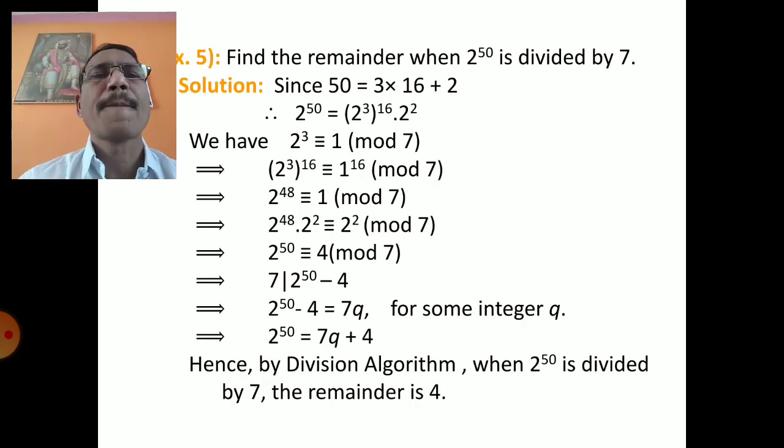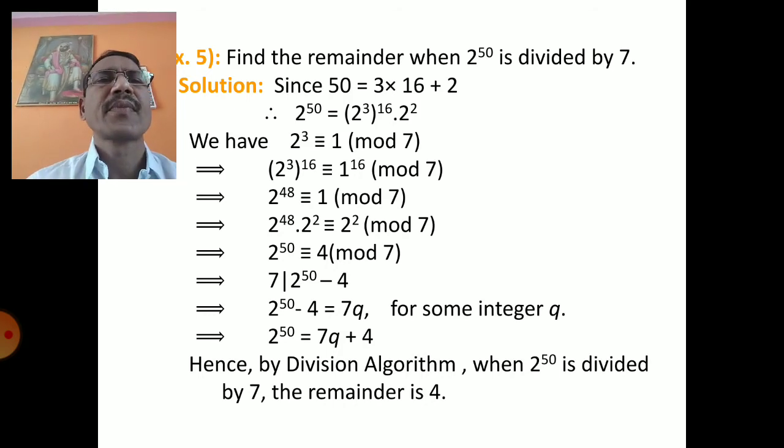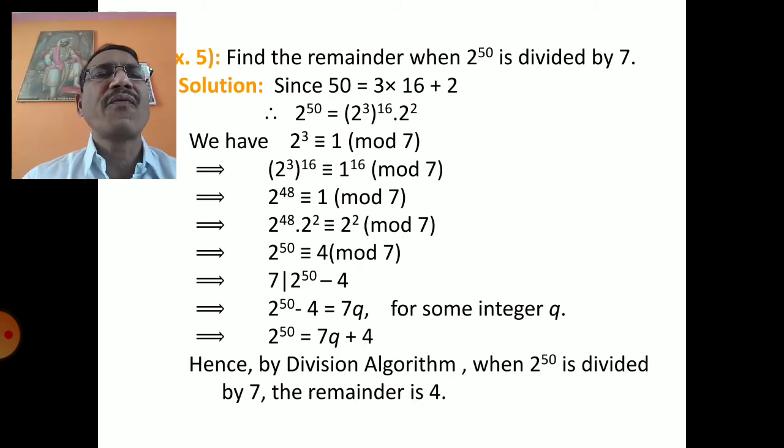Now the last problem: find the remainder when 2 raised to 50 is divided by 7. It means we have to find the value of 2 raised to 50, then divide by 7, and find the remainder. But finding the value of 2 raised to 50 will take more time. Instead, we shall apply the theory of congruences, that means the properties of congruences. Now the solution.